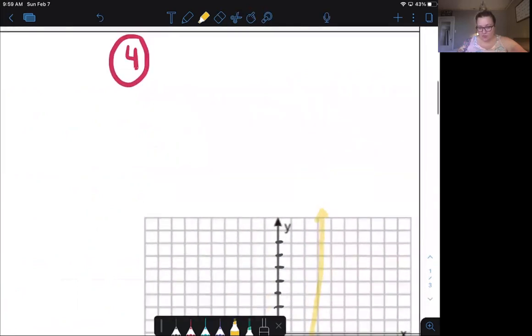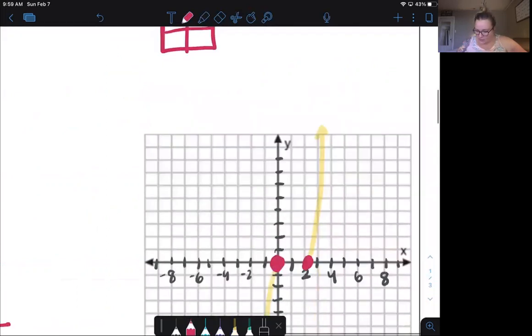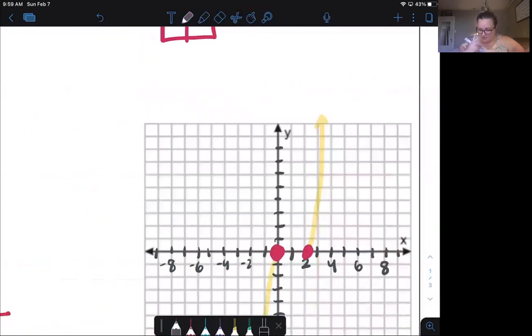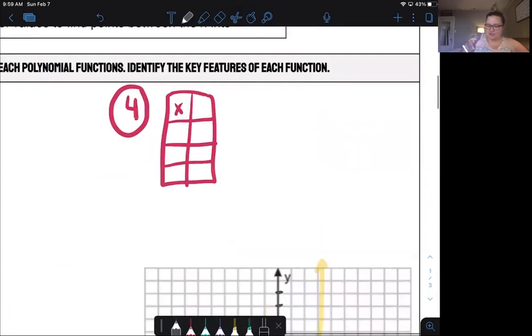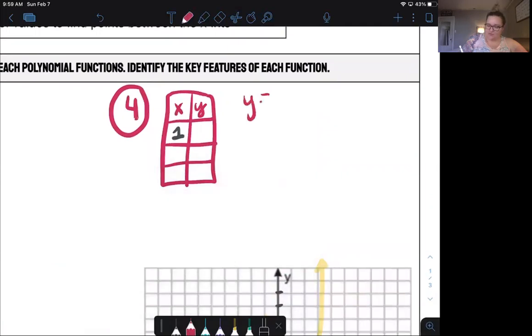To do that, we're going to just make a table with some x and y values. And we're just going to pick some x values. Well, the easiest x value to plug in here is 1. So let's just plug in 1 to our function and see what we get for y. So again, we're using y is equal to x cubed minus 2x squared. We're going to plug in 1. Y is equal to 1 cubed minus 2 times 1 squared.